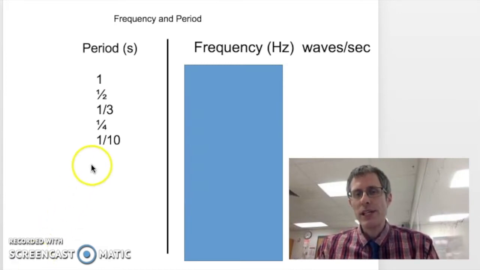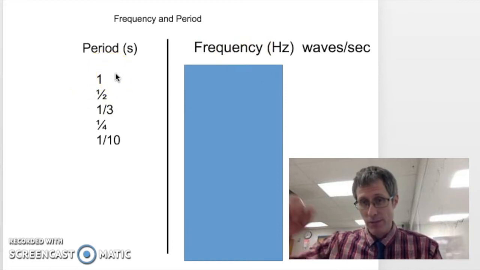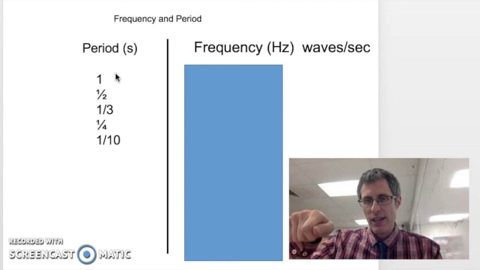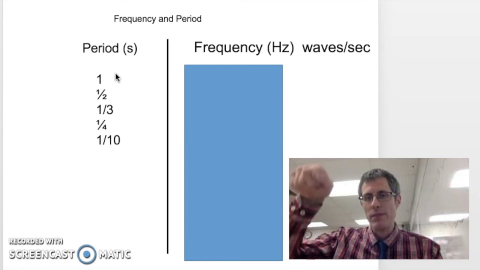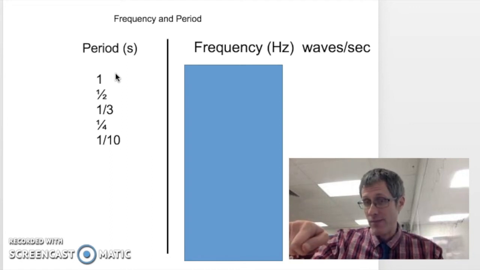So I've got a list of periods right here. These are the times that it takes to make a wave, and we're going to see if we can figure out what associated frequency these have. So let's suppose it takes 1 second to make a wave, right? So you're holding a slinky and you go 1 Mississippi and you make a wave. How many waves have you made per second?